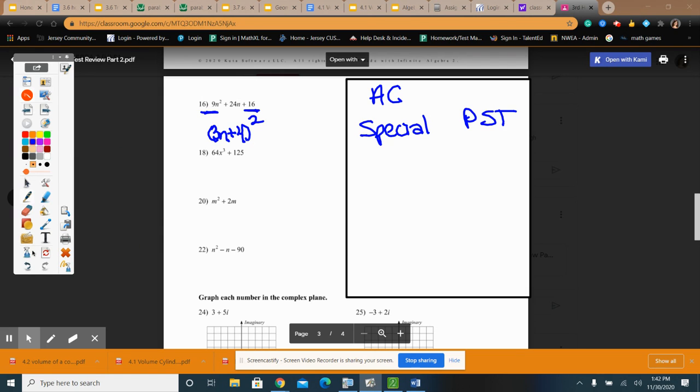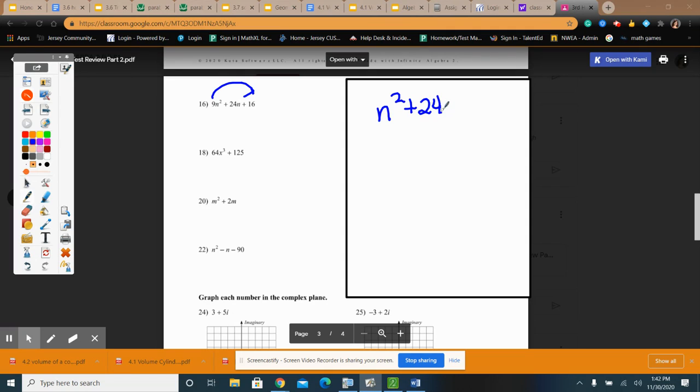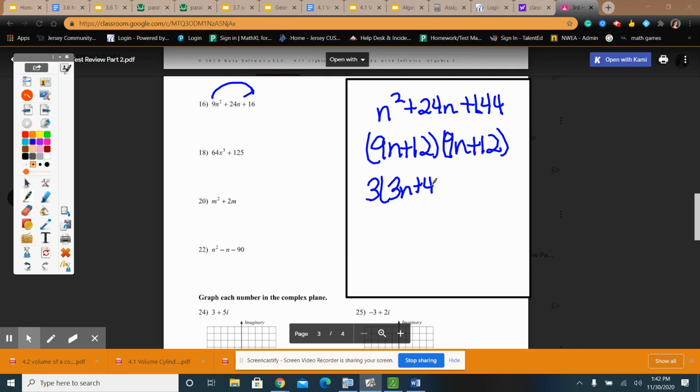What if you didn't see it and you did AC method? You'll survive. 9 times 16 is 144. You'll get n squared plus 24n plus 144. Hopefully right away you would see that it was n plus 12 and n plus 12. Put the 9 back in both spots, but they have a 3 in common. So it leaves you with a 3n plus 4, and this has a 3n plus 4, and then you would just throw away those GCFs. So you can get it from the AC method if you didn't see it.